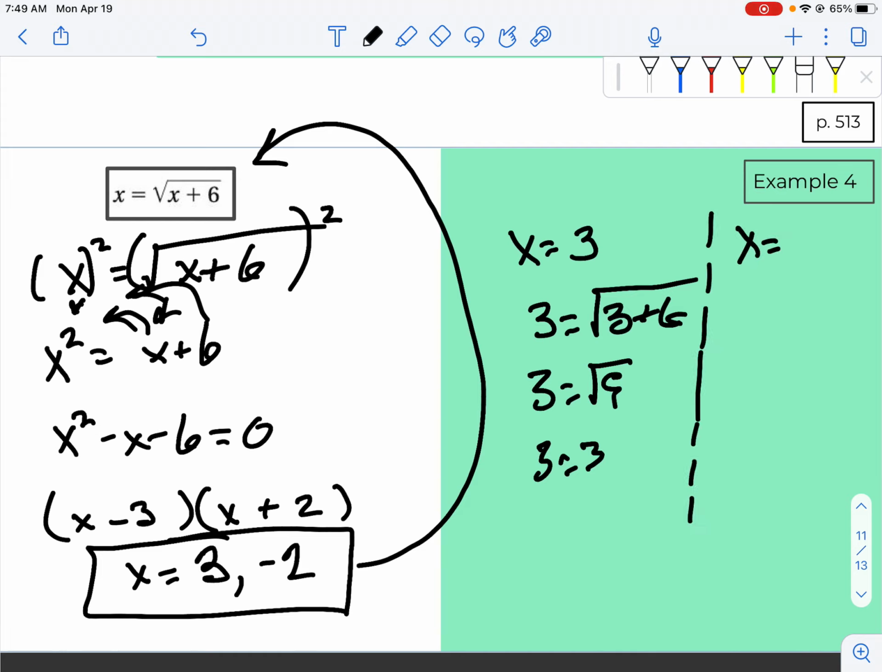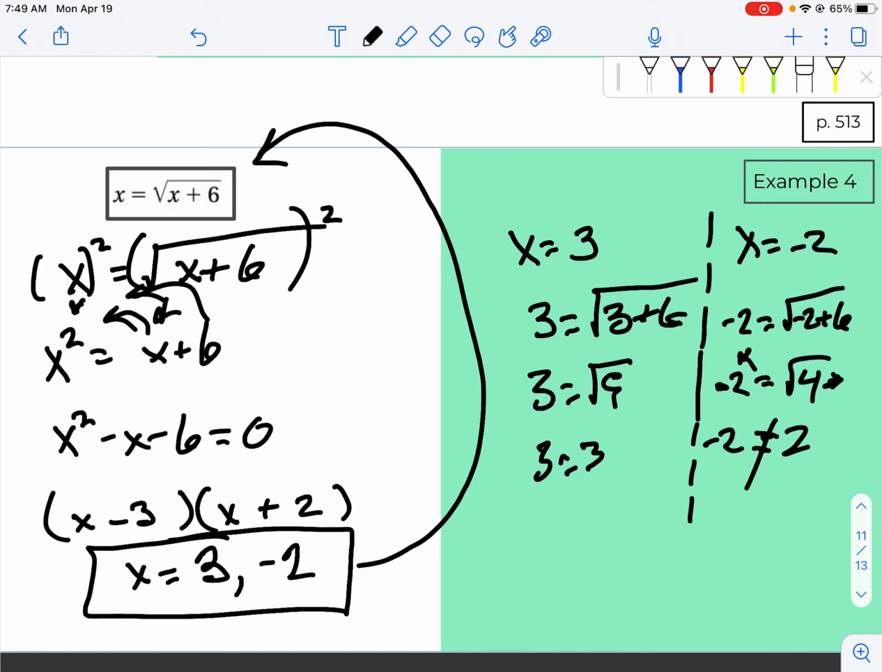Now let's look at x equals negative 2. Negative 2 equals the square root of negative 2 plus 6. Negative 2 equals the square root of 4. Well, is there any way we can get a negative out of this square root? I mean, we know that the square root of 4 is 2. So we know that negative 2 does not equal positive 2.